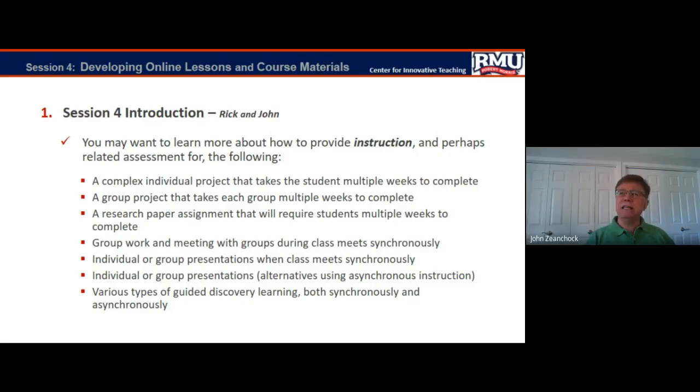If you want to see examples of how that can be done and how you would use Blackboard to facilitate that, either for synchronous or asynchronous online, let us know. That would be one example.